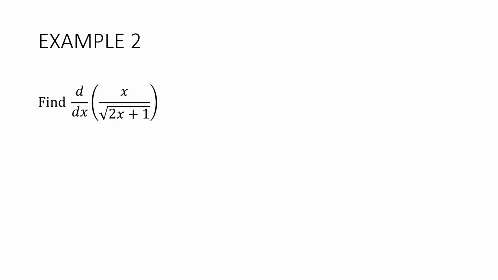And here's example 2. Find the derivative with respect to x of x divided by the square root of 2x plus 1. So u will equal x and v will equal the square root of 2x plus 1, which of course I can write in index form. U dashed is equal to 1. And here we have a chain rule.